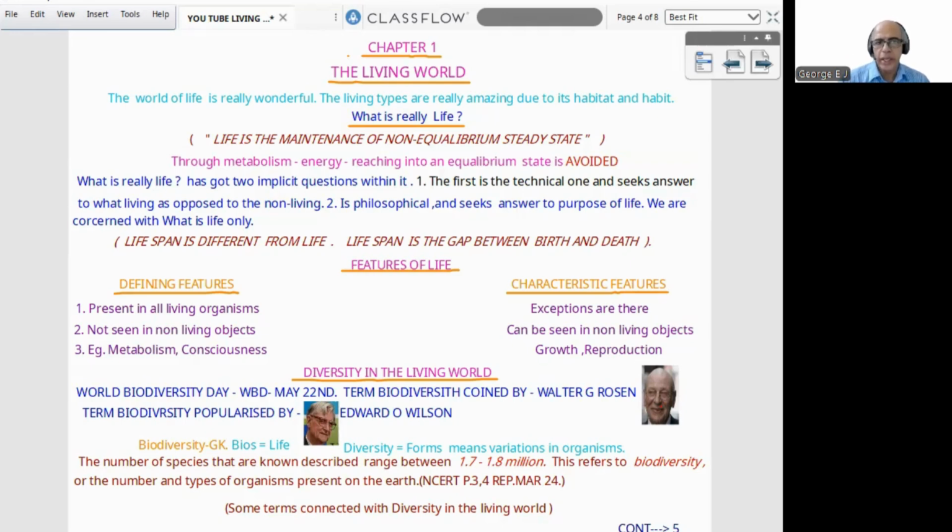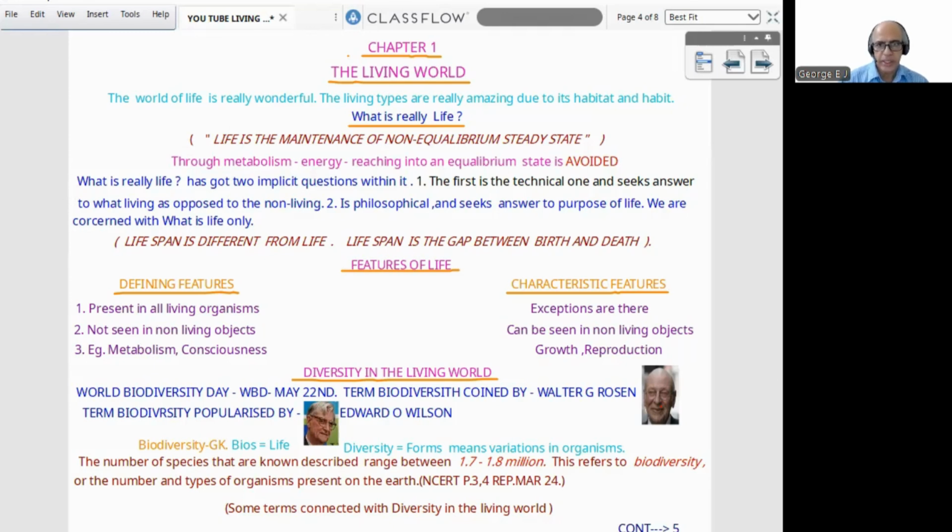So what is really life? Various types of definitions are there. This is one of the commonly accepted definitions. Life is the maintenance of non-equilibrium steady state. How is this non-equilibrium maintained? That is through metabolism. Metabolism means energy. And by this metabolism and energy, reaching an equilibrium state is avoided. When it comes to an equilibrium state, that individual is supposed to be dead. So the equilibrium state has to be avoided, through metabolism, through energy. I think that definition is clear.